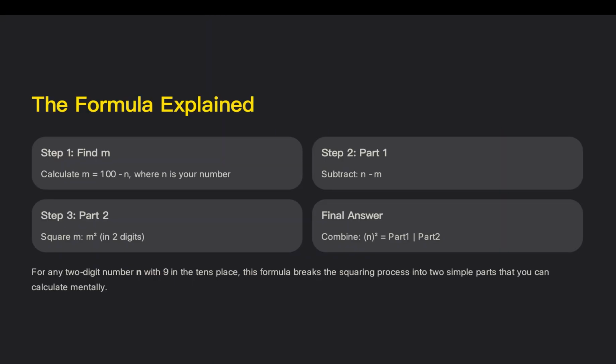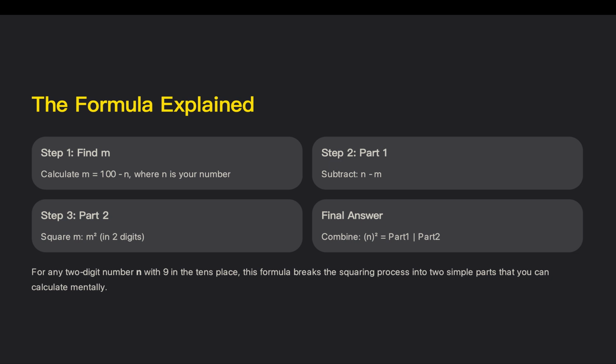Now, to explain this formula, there are a few steps. First step is we are defining a variable called m. Here m equals 100 minus n, where n is our chosen number from 91 to 100. So 100 minus n is defined as m. This is step 1.